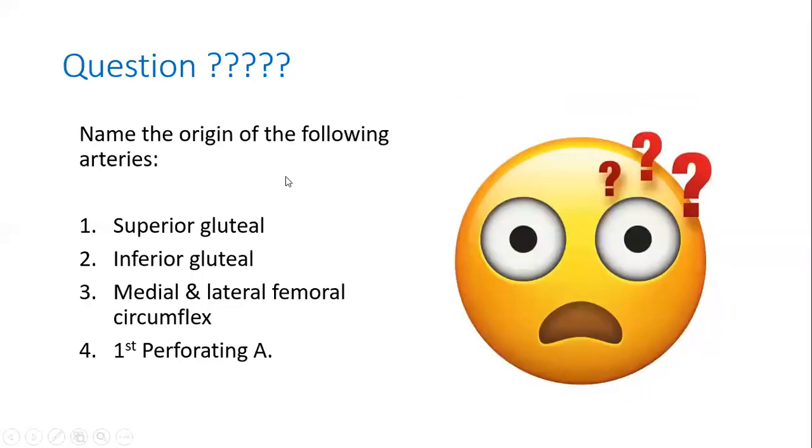So here is a question which is of great importance because this question is commonly asked in the MCQs and in the viva questions of the university examinations. So here we have the question, name the origin of the following arteries: superior gluteal artery, inferior gluteal artery, medial and lateral circumflex femoral arteries, and first perforating artery. You have to write down the names of the arteries that give off these arteries as their branches. So you can leave your answers in the comment section.